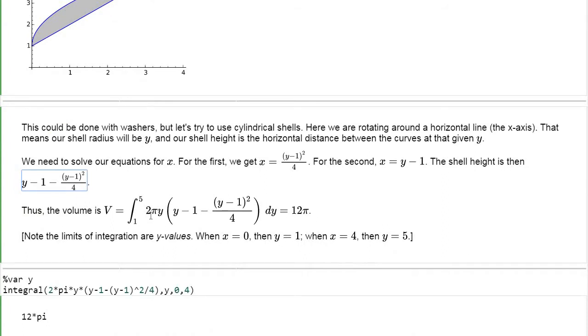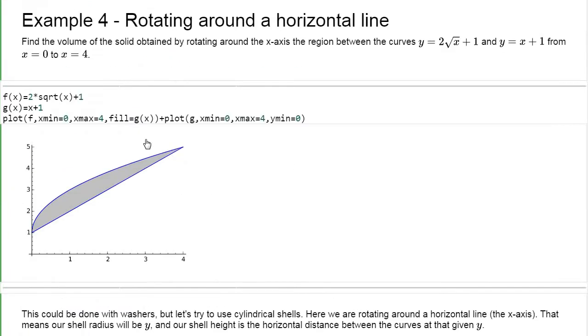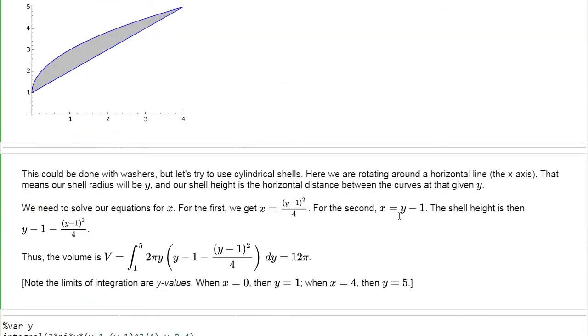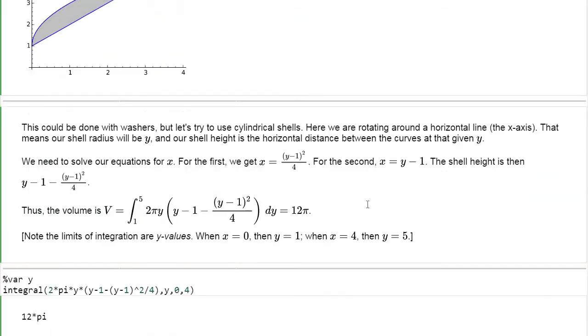So the volume is 2 pi times the radius of the shell, which is y, times the height of the shell, which is the difference between these two functions. And the limits of integration, y goes from 1 to 5, you can kind of see from the graph, or the original problem gave you the x values, 0 to 4. You can plug those into this function. So when x is 0, y is 1, whichever one you put it in. When x is 4, you put it in here, you get square root of 4 is 2, 2 times 2 is 4, plus 1 is 5, or 4 plus 1 is 5. So it's 1 on one side, 5 on the other. There's no gap between these two functions.